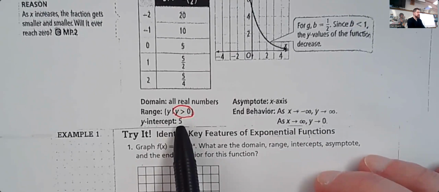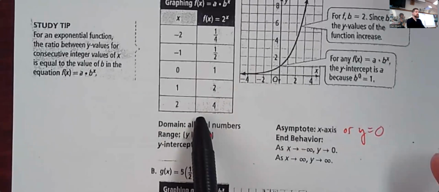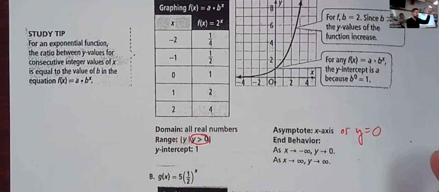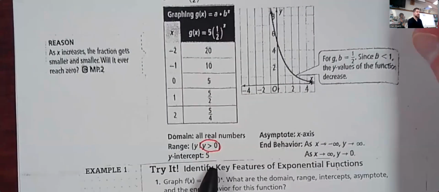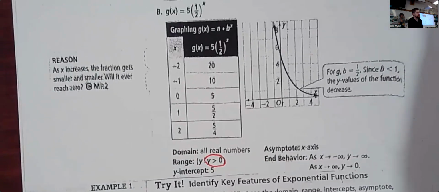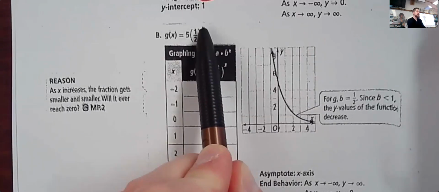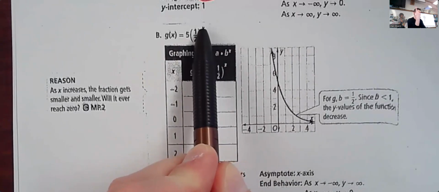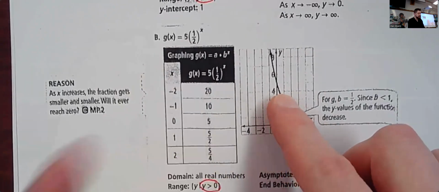Do you notice a relationship between the value of a and the y-intercept? What was the value of a on the first one? The a value is 1. What was the y-intercept? 1. Here, the a value is 5. What's the y-intercept? 5. Okay, so far we can say that a is equal to the y-intercept. It is, and the reason is that if you take the base value to the power of 0, you get 1, which means you would multiply 1 by whatever a is, which is just the value of a. So a is the y-intercept.